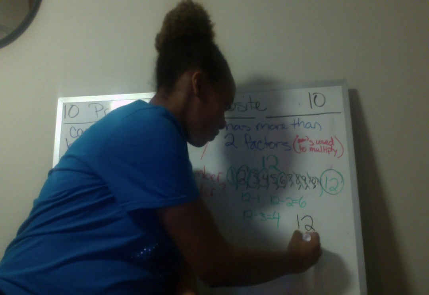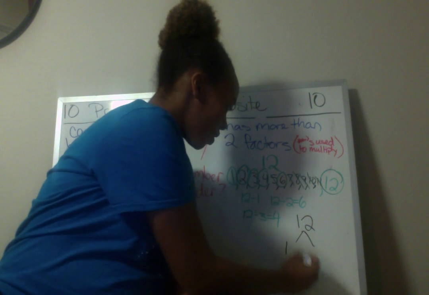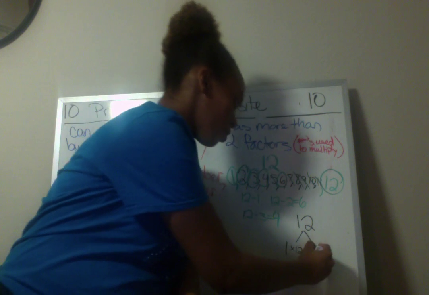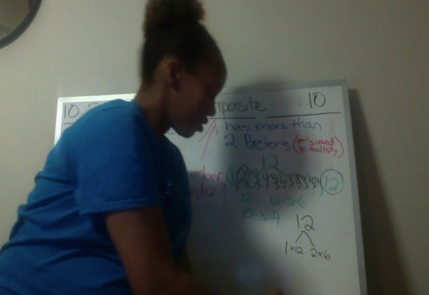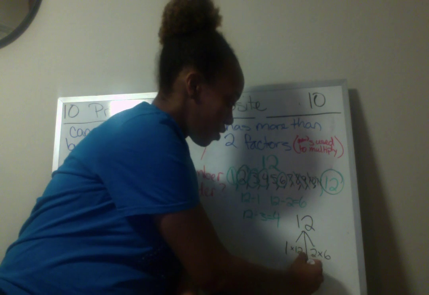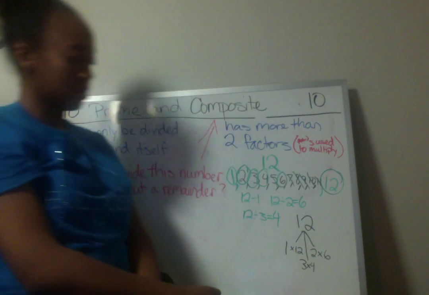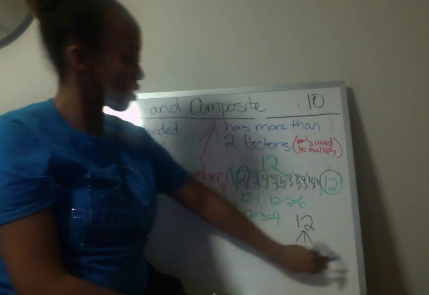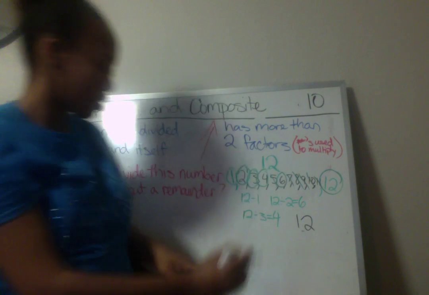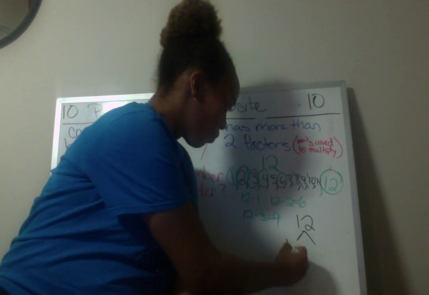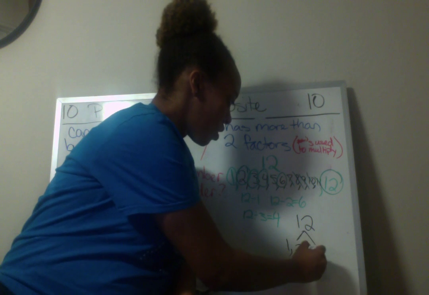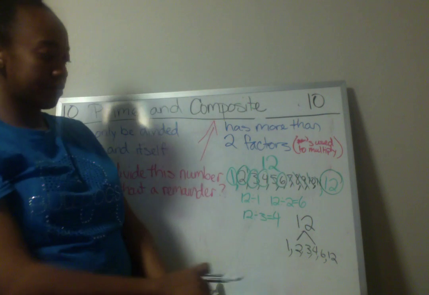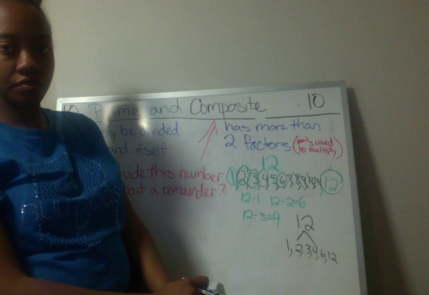So if we're doing a factor tree for 12, we have 1 times 12, 2 times 6, 3 times 4. Another way you can still write that, I just wanted you guys to see what factors I was using. 1, 2, 3, 4, 6, 12. Yes?